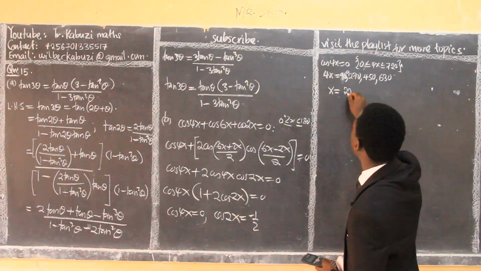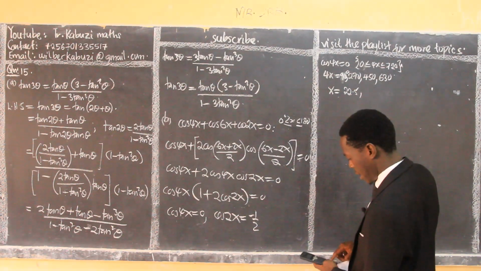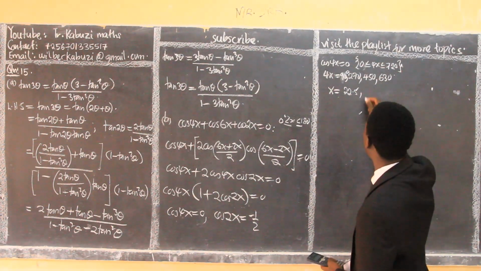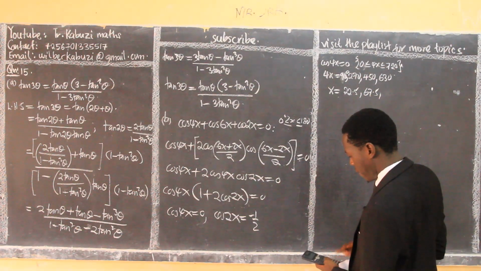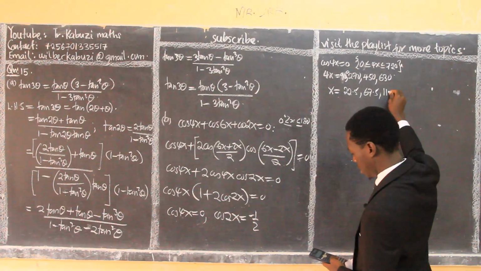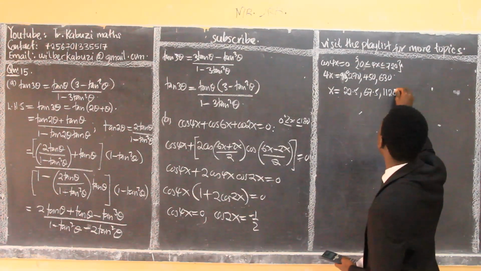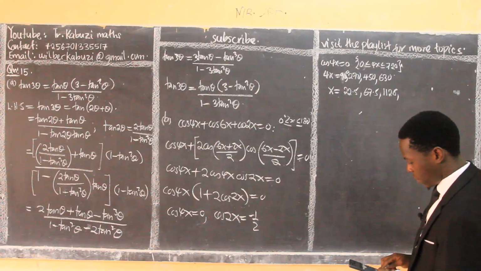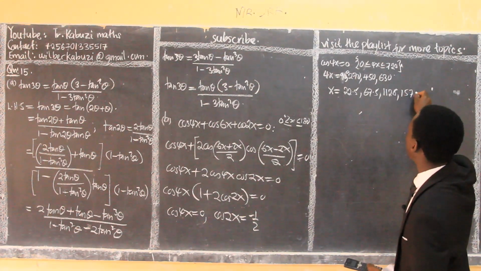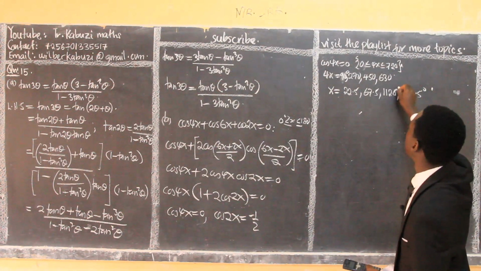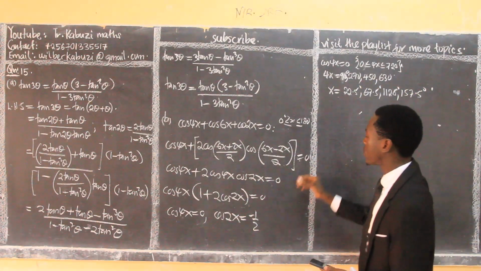I have 22.5, comma, 270 divided by 4, 67.5, comma, 450 divided by 4, 112.5, then 630 divided by 4 to get 157.5 degrees. Okay, then I come to this one.